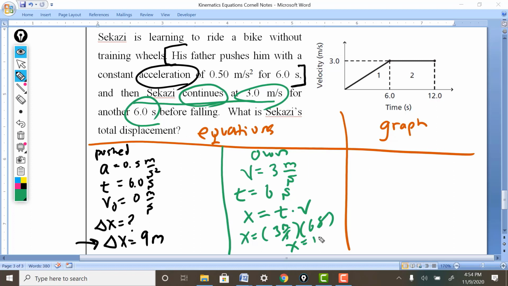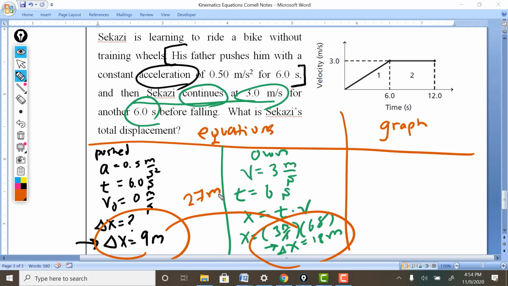I get 18 meters. So what happens is he traveled 9 meters while being pushed by his dad, speeding up, and then when he did it on his own, he went for 18 meters. If you add those two together, that gives you the total that he traveled. He traveled 27 meters before, well, first law took over, right? Okay, so 27 meters, that's great.